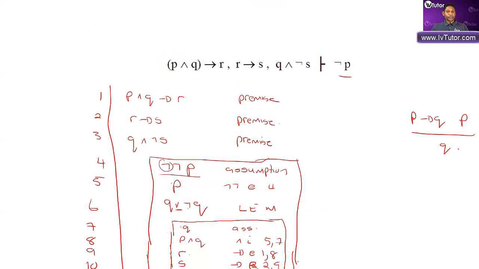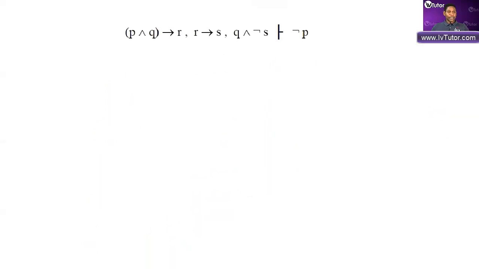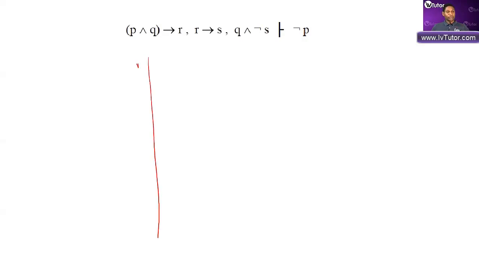Now, is there another way that someone could have used? Possibly, right? Possibly. Let's see, is there another way? I could have, for example, start with number 1. I've got P and Q implies R. I've got number 2, R implies S, and therefore number 3, Q and not S. So these are all premise, premise, and premise over there.